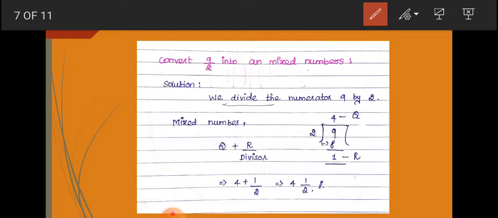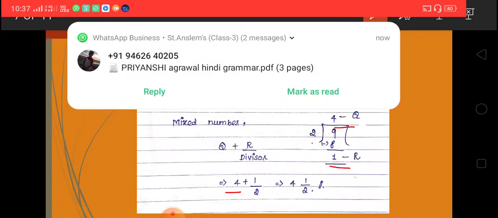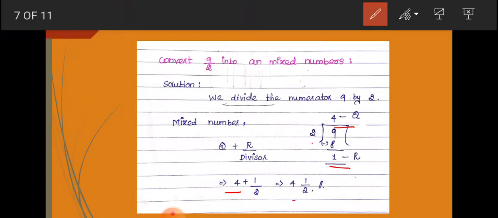Now listen, what is the quotient? Quotient plus remainder divided by divisor. That means what is the quotient? 4. So I have written 4 plus, what is the remainder? 1. What is the divisor? 2. So 4 plus 1 by 2, we can write 4 1 by 2.